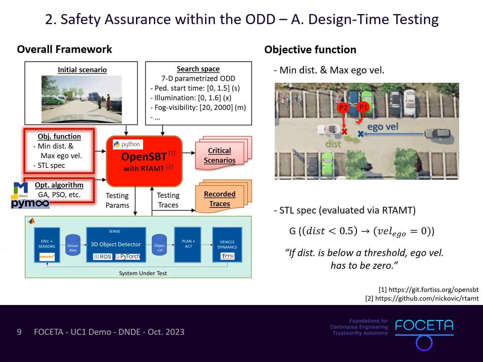First, we can minimize the closest distance between the eco vehicle and the second pedestrian and maximize the eco velocity at this point, searching for critical scenarios with large impacts. Alternatively, we can also formalize signal temporal logic specifications such as the following. If the distance to a pedestrian is below a threshold, the eco velocity should be 0. The specification can be evaluated with another tool, RT-AMT, to give a quantitative robustness indicator of the system under test, and we want to minimize this indicator to get critical scenarios.